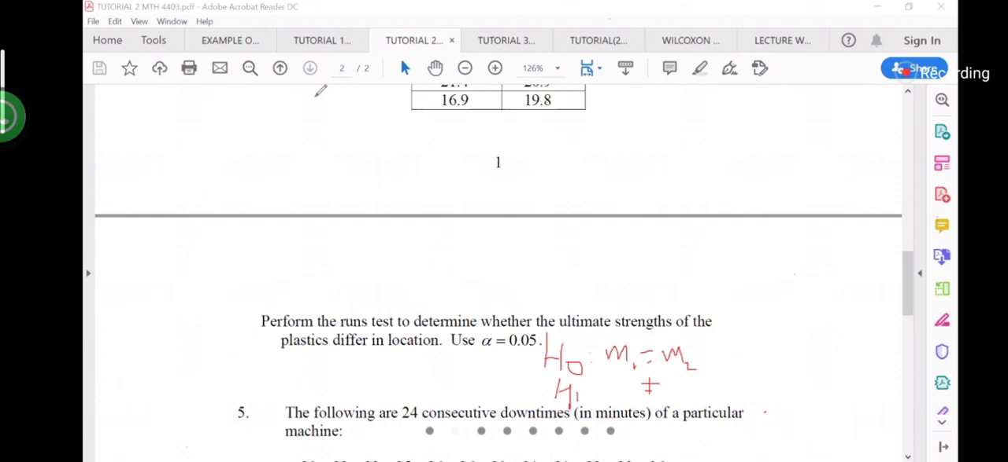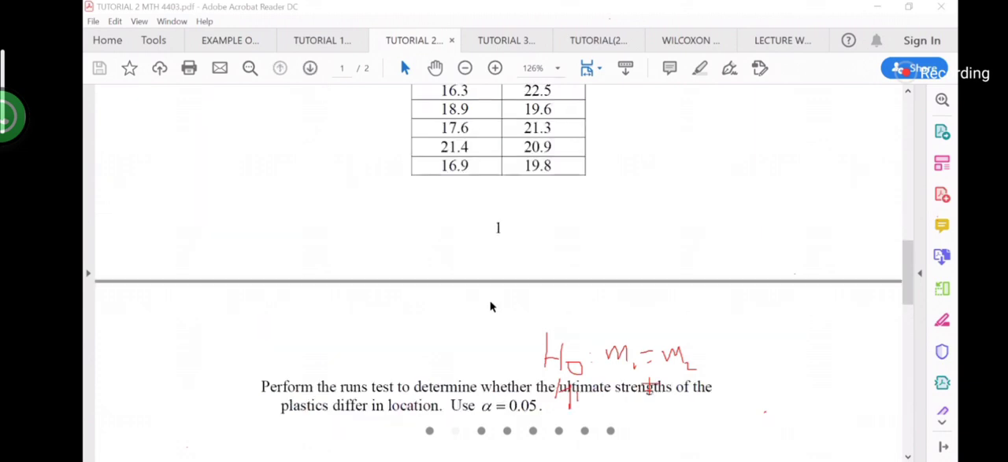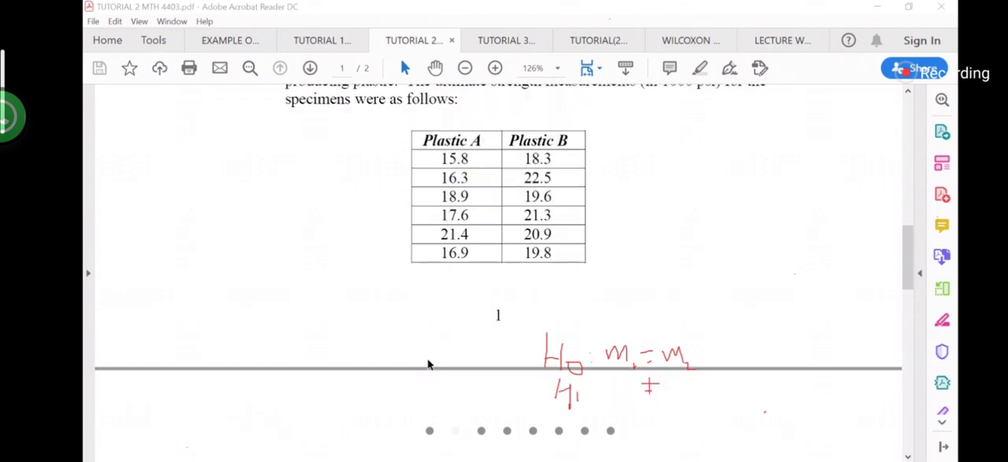So what is your R? R should be 6. What is the lower critical value? 3. And the upper critical value? 9. So, do we reject or fail to reject H naught? Fail to reject H naught.